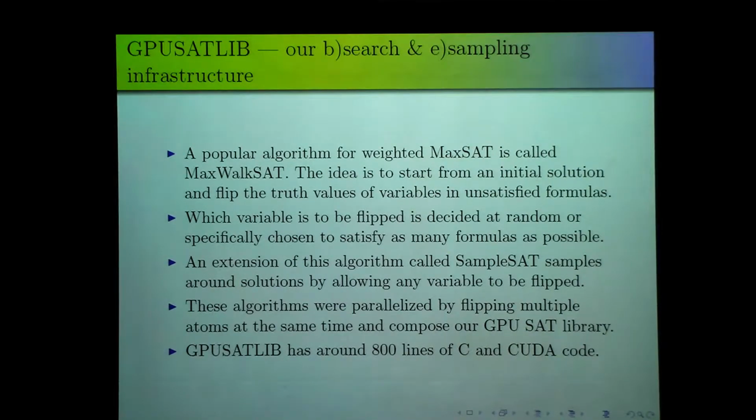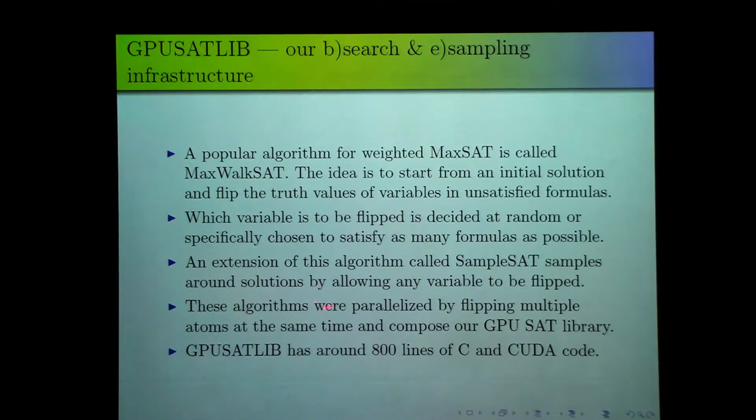Well, our infrastructure to solve this satisfiability problem is a library called GPU SATlib, which is based on MaxWalkSAT. The idea of MaxWalkSAT is to start from an initial solution and flip, that is, change from true to false or from false to true, the truth values of the variables found in formulas that are not yet satisfied. The decision of which atom is to be flipped can be done at random or specifically to satisfy as many formulas as possible.